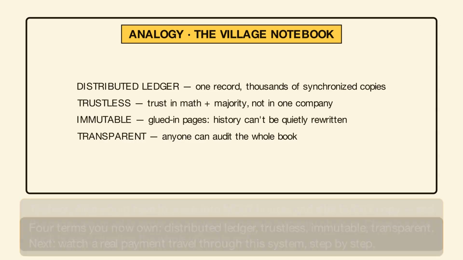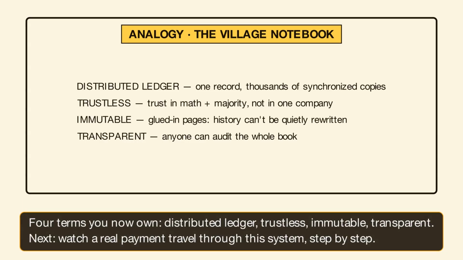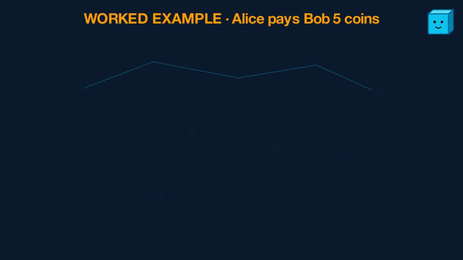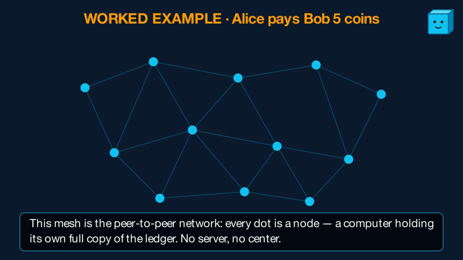4 terms you now own. Distributed ledger. Trustless, immutable, transparent. Next, watch a real payment travel through this system, step by step. This mesh is the peer-to-peer network. Every dot is a node, a computer holding its own full copy of the ledger. No server, no center.